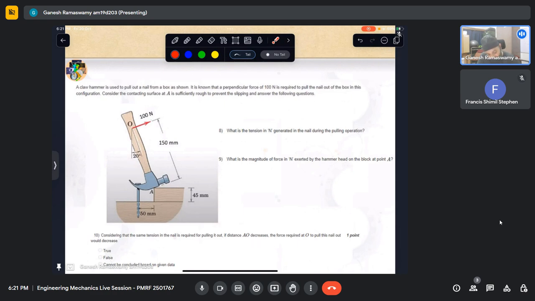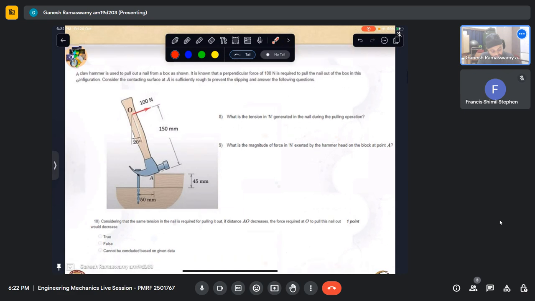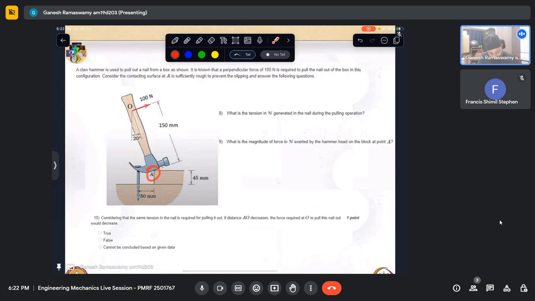Consider the contact surface at A is sufficiently rough to prevent any slipping and answer the following questions. What is the tension in the nail during this pulling out process? What is the magnitude of the force in Newton exerted by the hammer head on the block at point A? And considering the same tension is required to pull out the nail, if the distance AO decreases, the force required to pull out this nail would decrease.